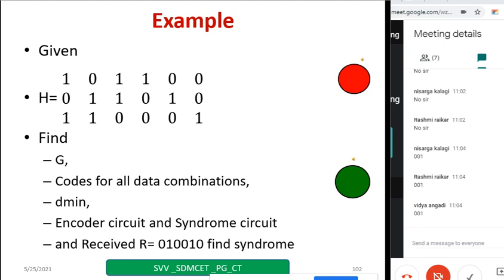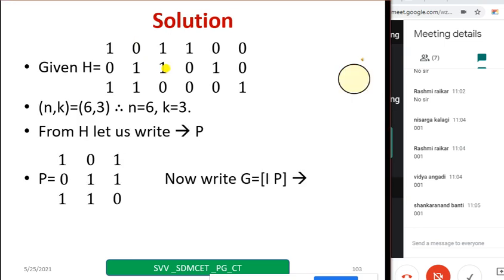Yeah, Vidya also got the same answer. Another 1 or 2, wait for another 1 minute. Everybody got the same syndrome 001, then it should be a correct answer. Let us go to the next.